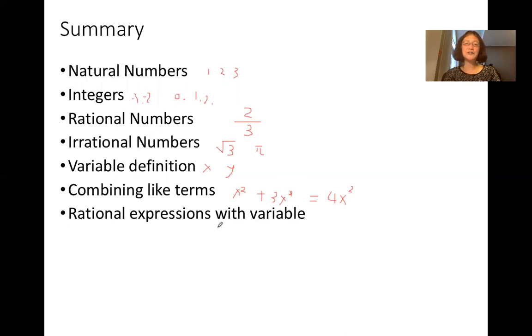Rational expressions with variables. We did a lot about monomials, polynomials, the multiplication, division, etc. Okay, that's all for this lecture.